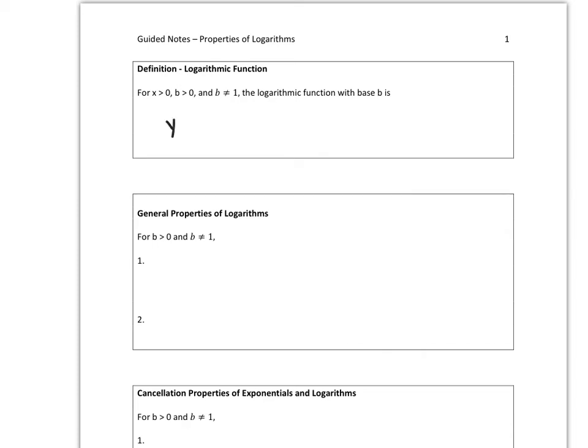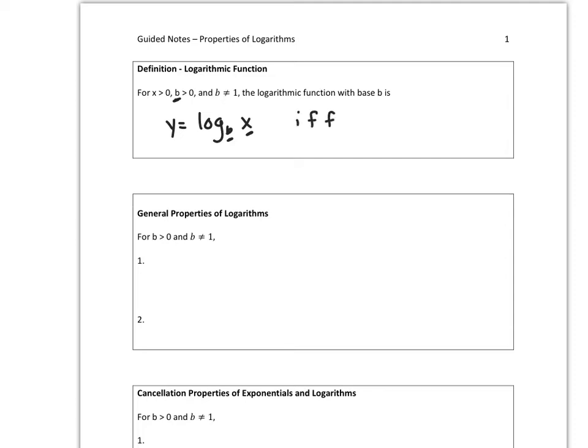y equals log base b of x. That's logarithmic form. B, the base of the logarithm, is greater than 0, x is greater than 0, and b also can't be 1. As I said, this is logarithmic form.